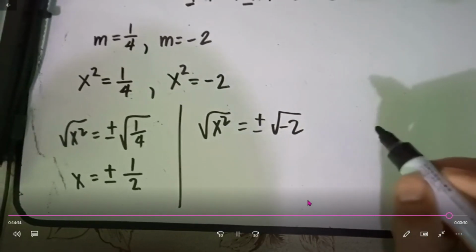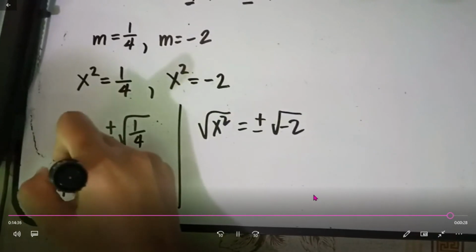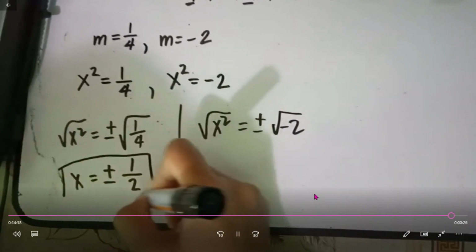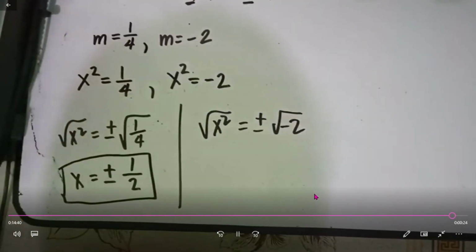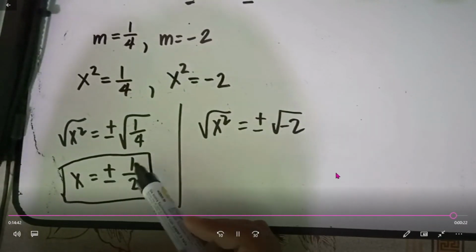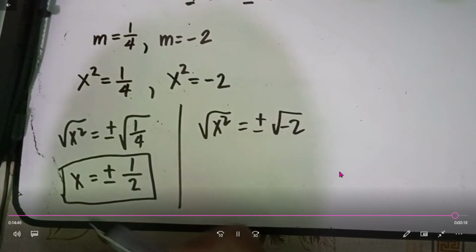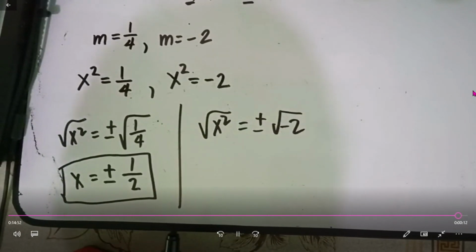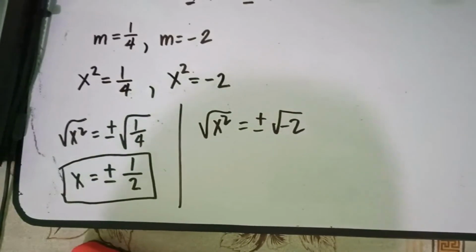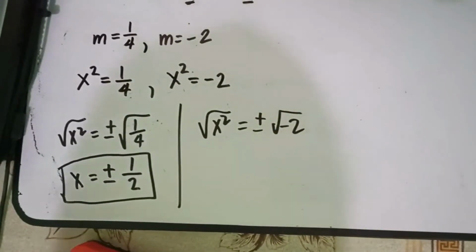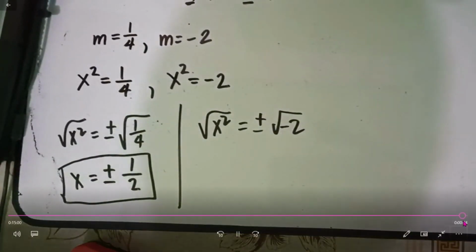So therefore, the roots of the equation is plus or positive 1/2 and negative 1/2, or simply plus and minus 1/2. So that is the root of our equation 4x raised to 4 plus 7x squared is equal to 2. Okay?